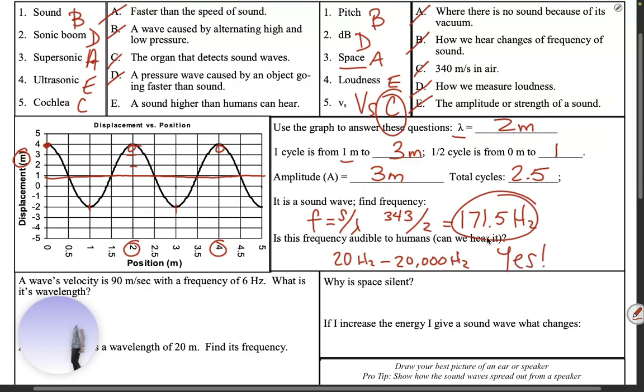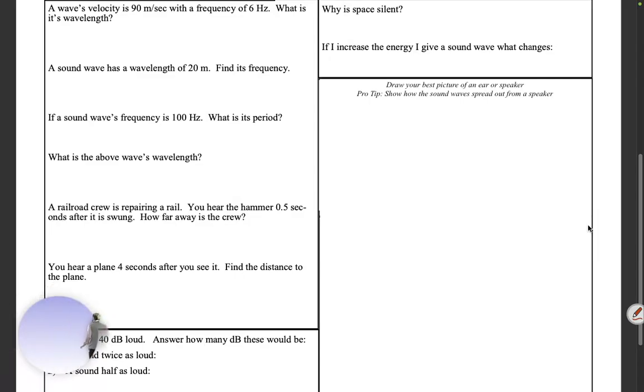We can hear it. Now we got a couple wave speed problems. A wave's velocity is 90 meters per second. Frequency 6 hertz. What is the wavelength? Use our wavelength formula, which is speed over frequency. Our speed is 90, and our frequency is 6. What is 90 divided by 6? Well, I'll let you guys figure that out, but it's wavelength. It'll be in meters, as indicated by the M right there in meters per second.